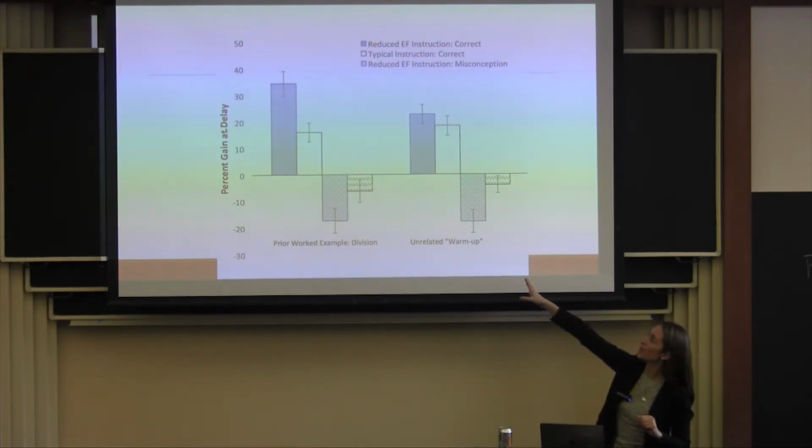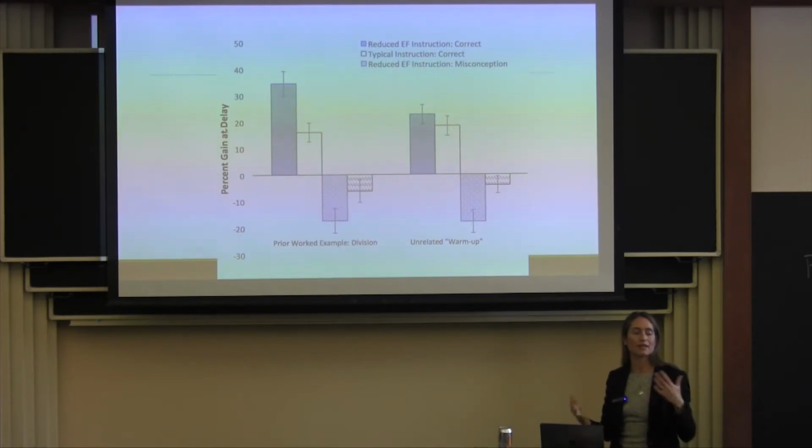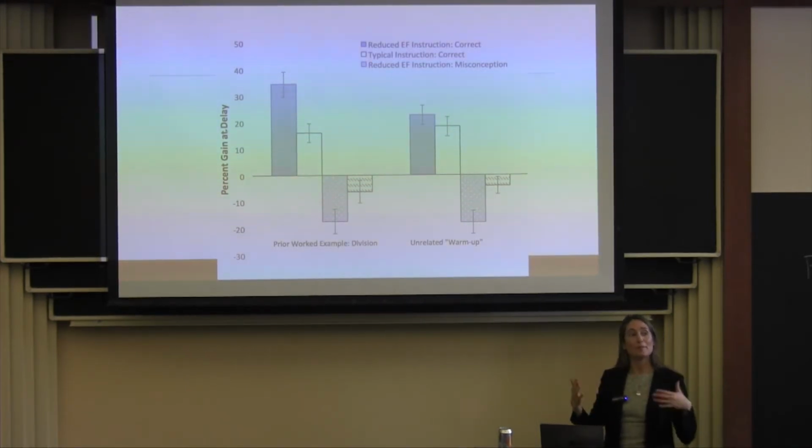We also see, though, that this combination of having this prior worked example with division actually led to an even greater gain for students who got this reduced executive function lesson, right? So it suggests that if you have a lesson that's really allowing students to fully engage in the content and not be overwhelmed, having this kind of prior knowledge piece might allow them to benefit even more from the lesson. Okay, and this is kind of new data we're trying to think about.